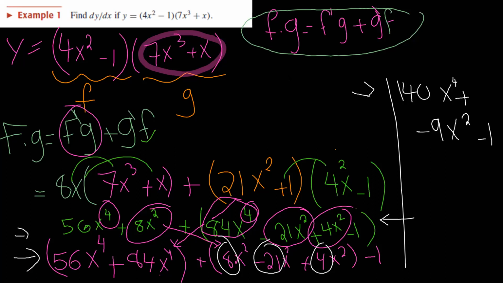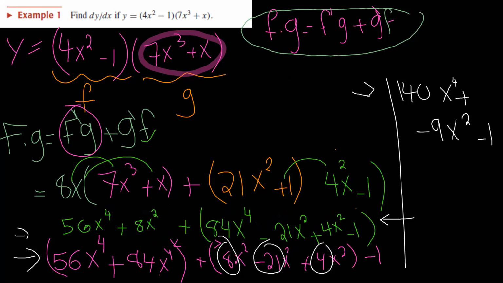I put the x to the power 4 terms in one bracket. Let's see here. The first one, which is 56x raised to the power 4 and 84x raised to the power 4, and I gather them in one bracket. And I added them, 56 plus 84, it was 140.